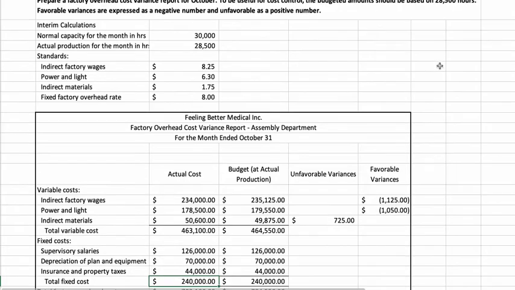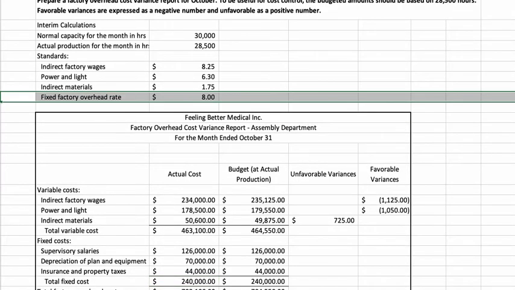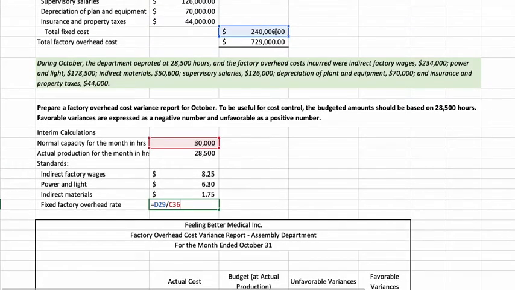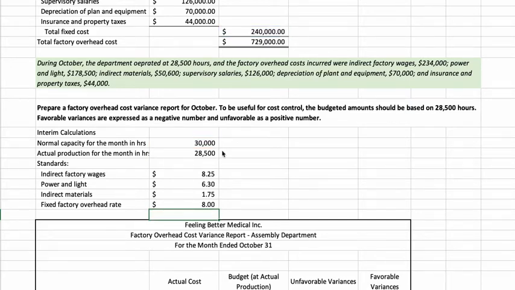And that is where I performed this interim calculation for the fixed factory overhead rate. How did I get that? I took the 240 and I divided it by the 30,000 hours. This tells me that my fixed factory overhead rate should be about $8.